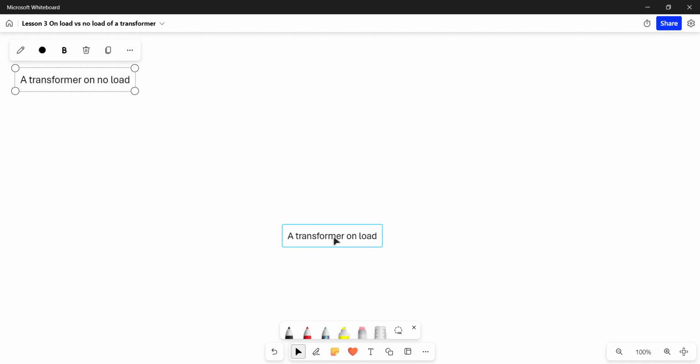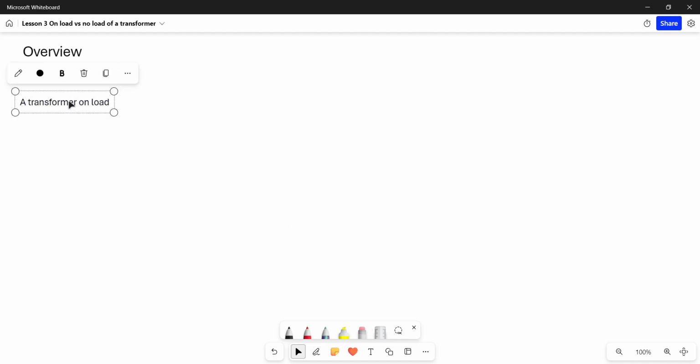Our topic that we're going to discuss and look at today is on load versus no load conditions of a transformer. That's what we're going to be focusing on today. So I made a short summary of the overview, as you can see on the top left. Okay, I made that.